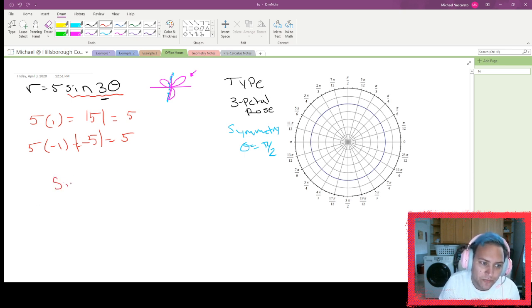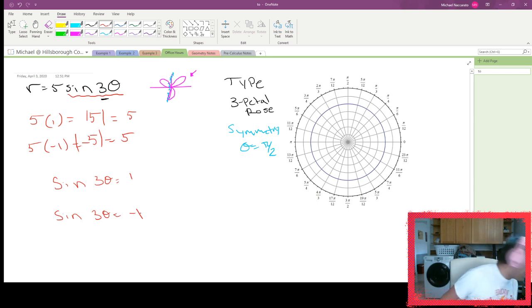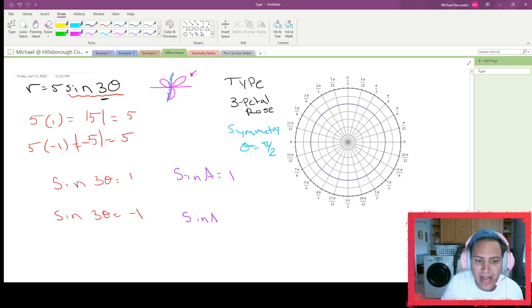So those are both going to represent that. So ultimately what I need to know is, when does sine of 3 theta equal positive 1, and when does sine of 3 theta equal negative 1? Both of those are going to be valid solutions that we could use for this. So I think maybe an easier way to think about this at first is, let's start by just asking ourselves, when does sine of A equal 1, and when does sine of A equal negative 1? Well, sine is going to be positive 1 when A is equal to pi over 2. And sine of A is going to be equal to negative 1 whenever A is equal to 3 pi over 2, right?